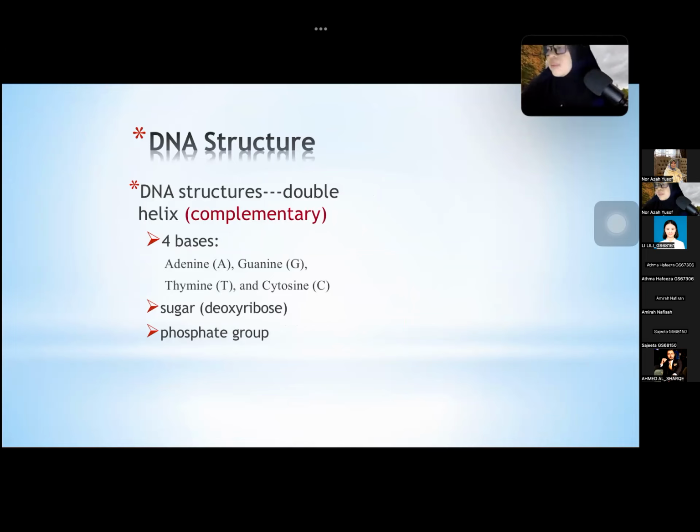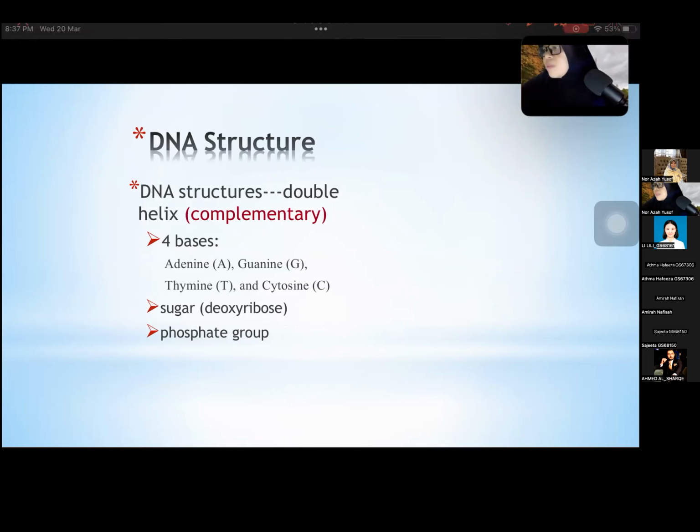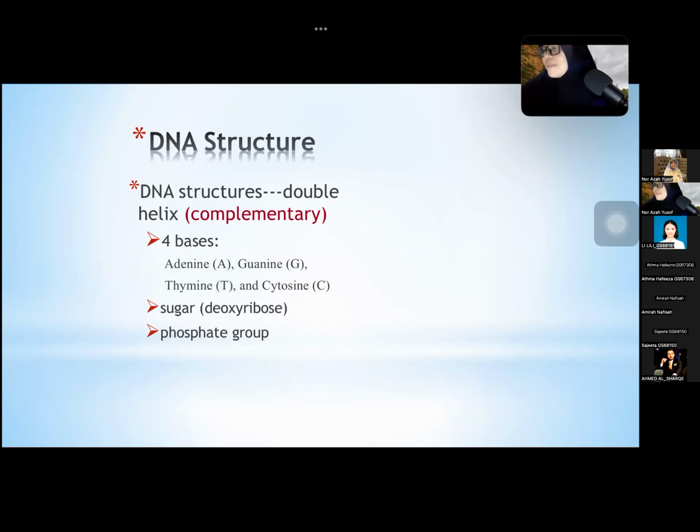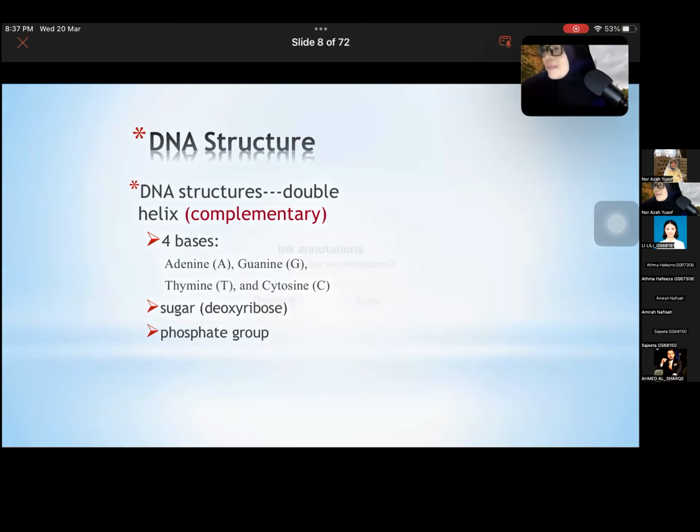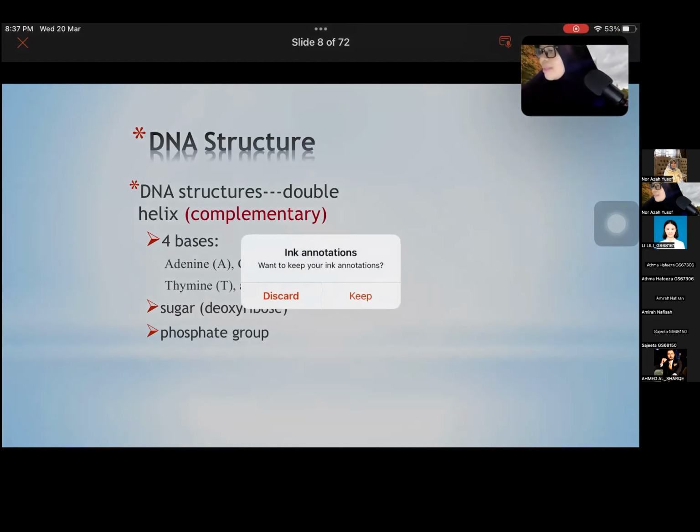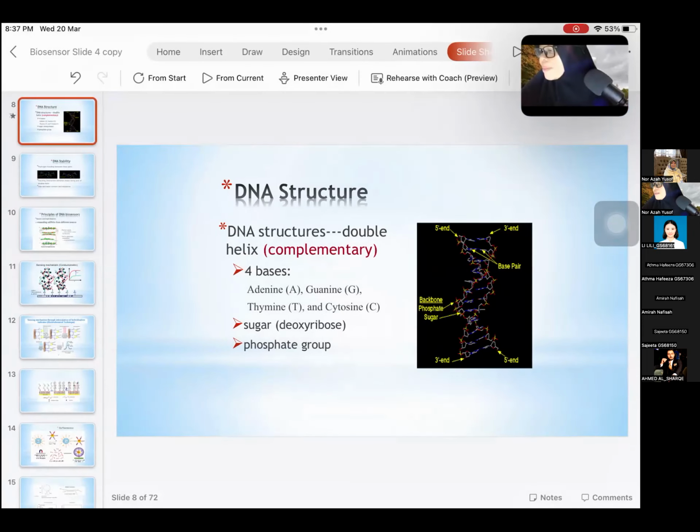structure. So don't worry, it's not going to be difficult. You don't have to remember this for your exams, but for you to understand how it works in the sensors, okay? Where's the structure? I don't know why it does not show. Okay.